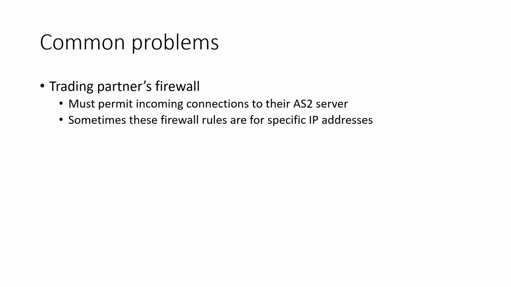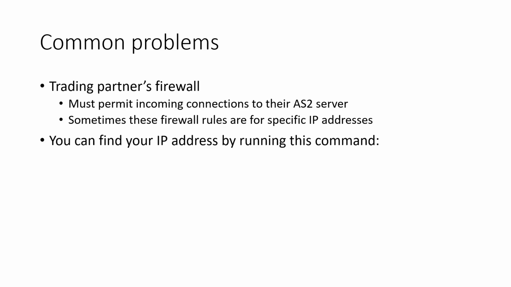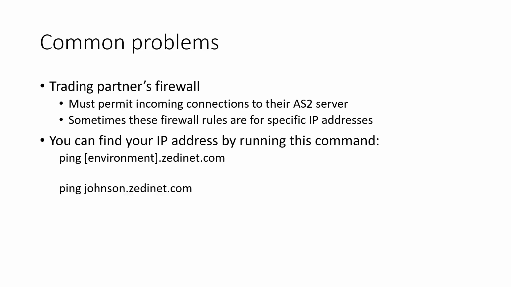Frequently, the firewall rules are IP address specific, so they'll only permit connections from a known list of IP addresses. You can find out what IP address your AS2 server is using by running the following command from a Windows command prompt. So, if your environment code was Johnson, the command would be this. This will show you the IP address, and you can then ask your trading partner to configure that as one of the permitted addresses on their firewall.